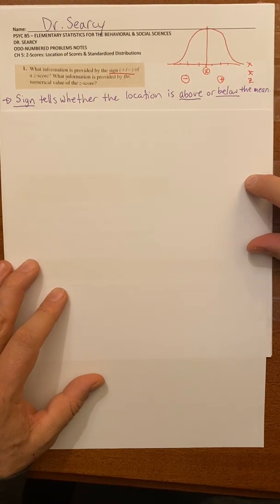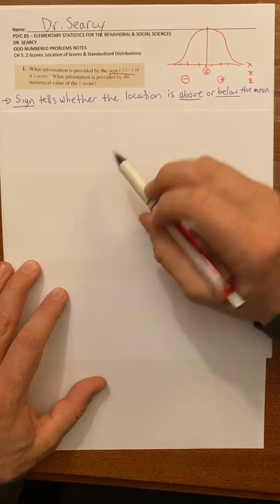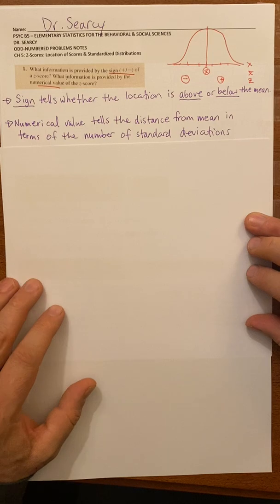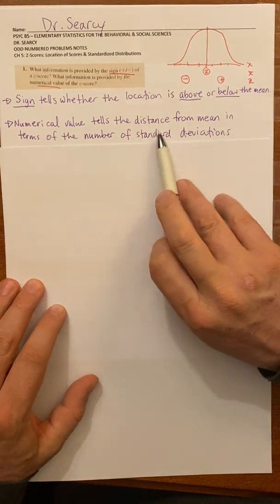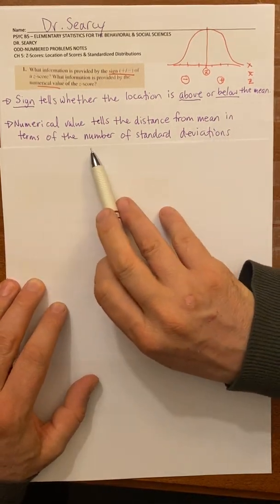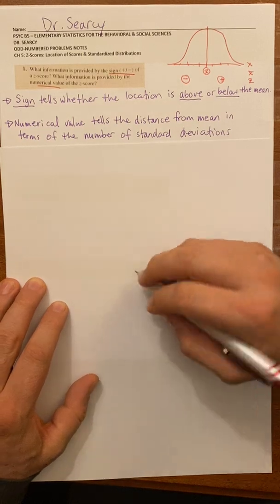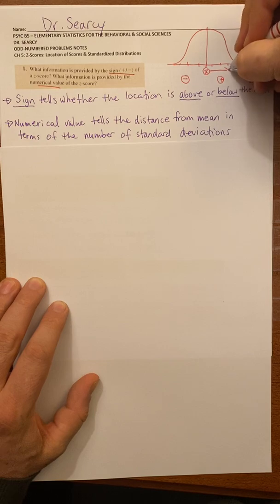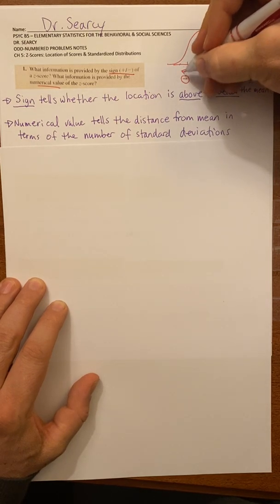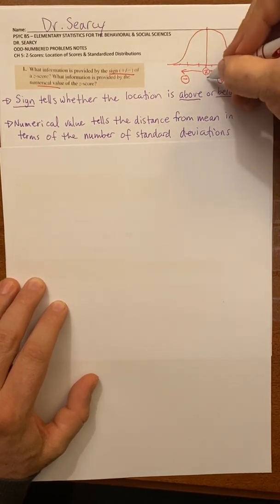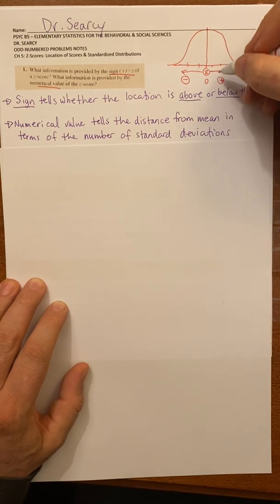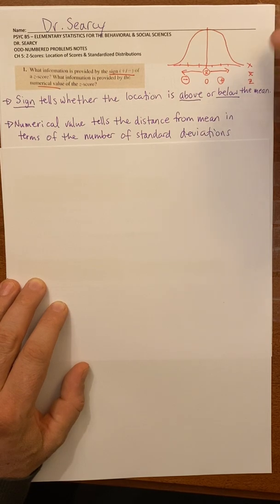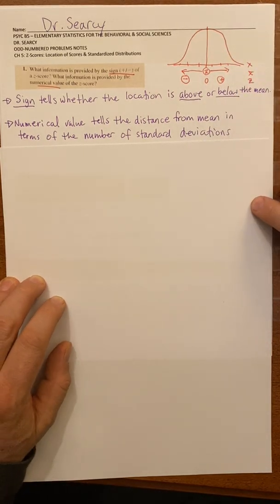So then that second question was, what information is provided by the numerical value of the Z-score? Well, the numerical value tells the distance from the mean in terms of the number of standard deviations, right? So the idea is, as you move away from the mean, either in this direction or in that direction, you're going to start out with a Z value of 0, but then as you go out, it's going to be like a 1 or 2 or a 3. It's going to get higher the further out that you go.